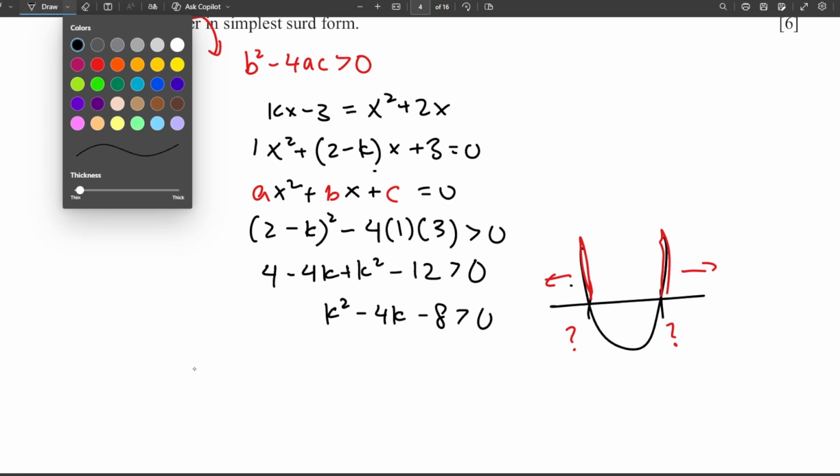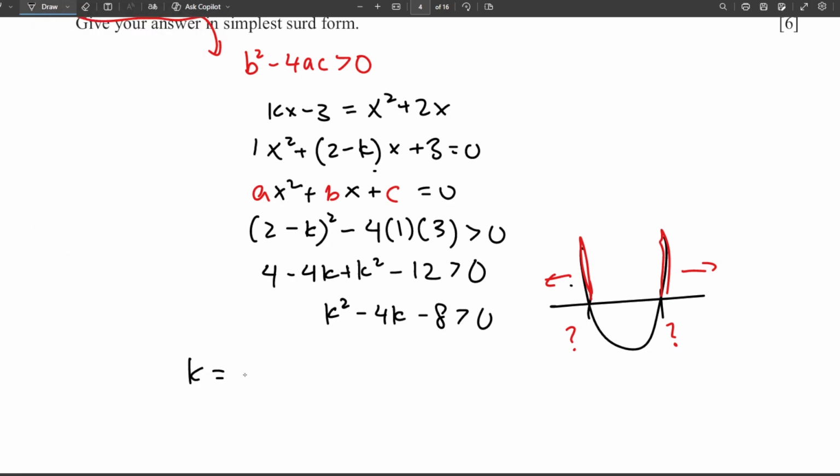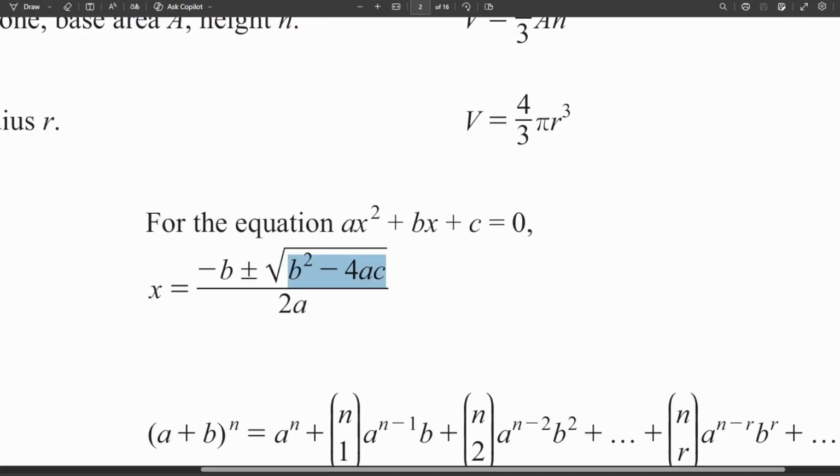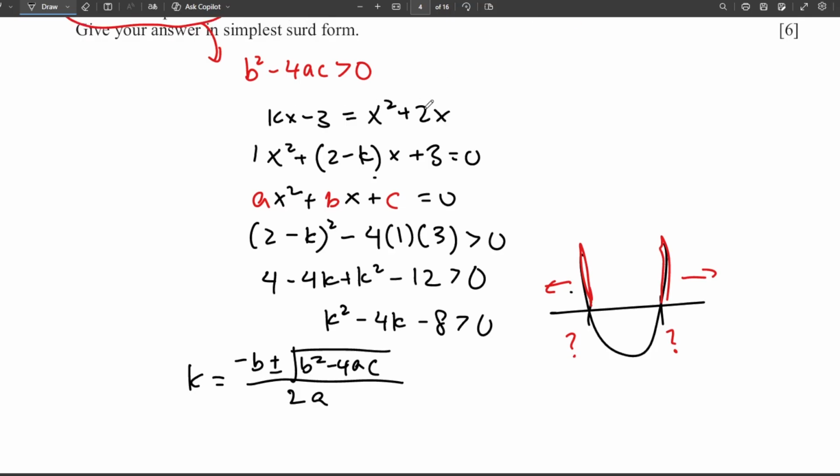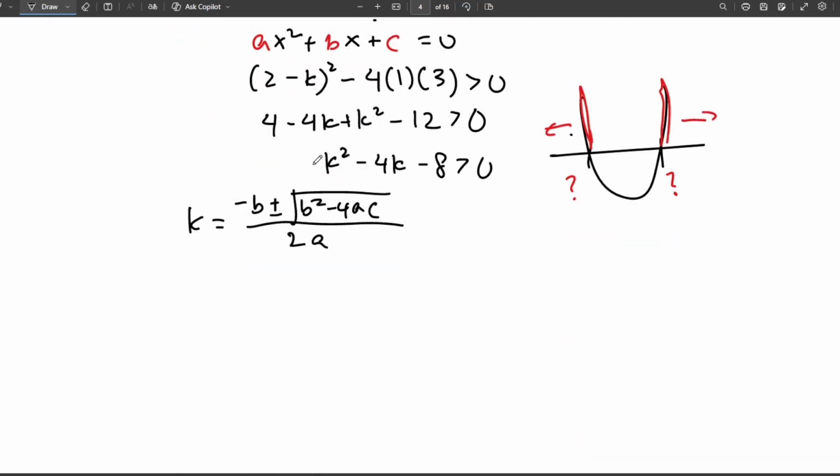So what we can do instead is use the quadratic formula. Okay, so if you forget, you can always refer to the formula sheet, it's given. Otherwise, you can just copy it. Negative b plus minus square root of b squared minus 4ac, divided by 2a. And they want the answer in the simplest surd form. Okay, so we'll keep that in mind also.